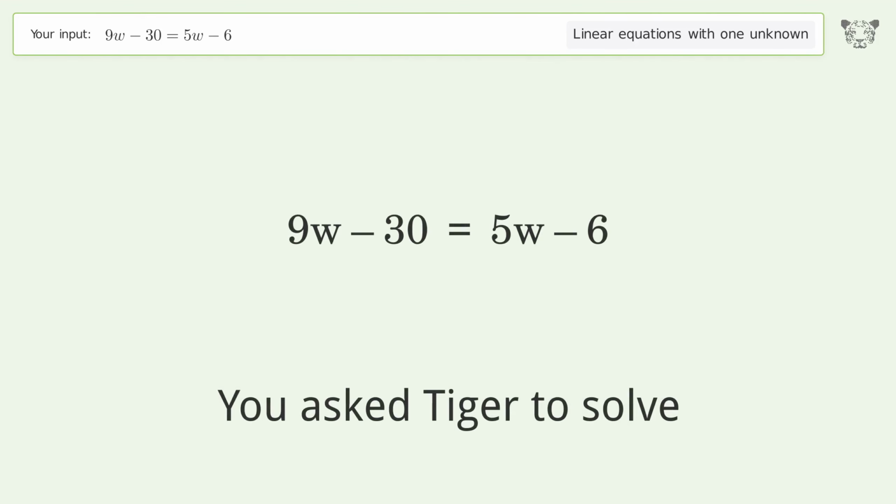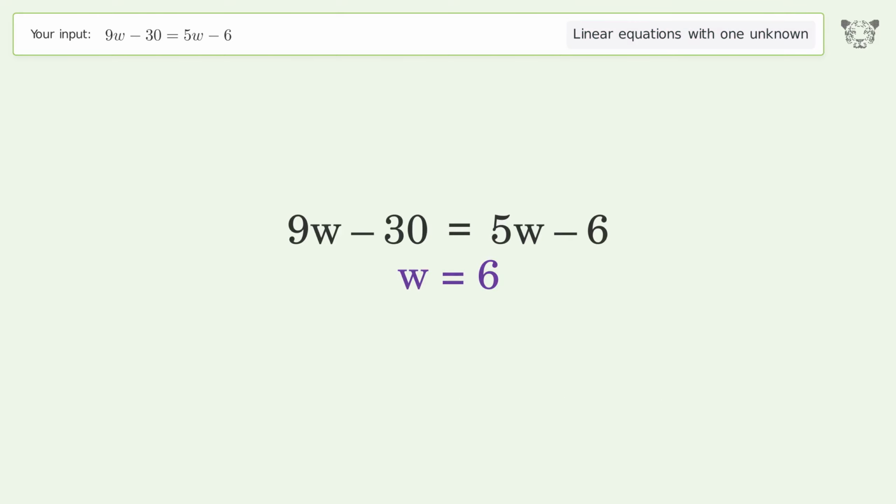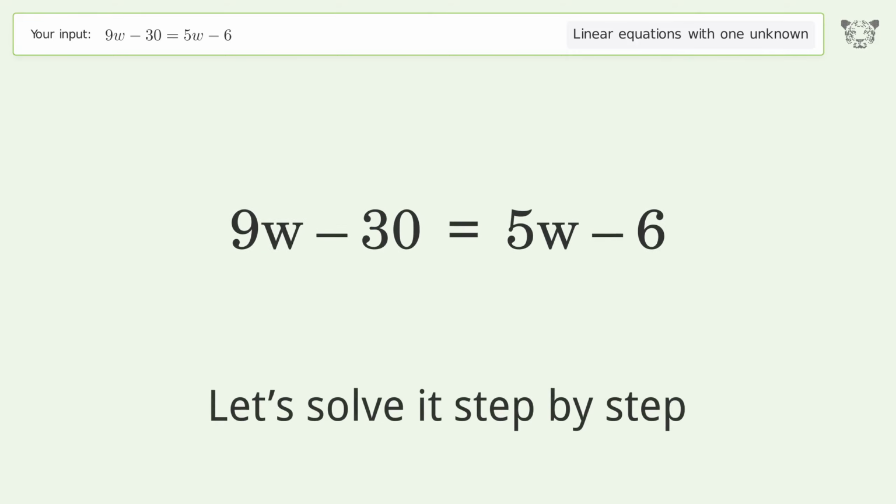You ask Tiger to solve. This deals with linear equations with one unknown. The final result is w equals 6. Let's solve it step by step.